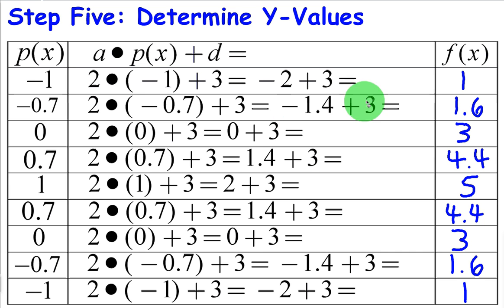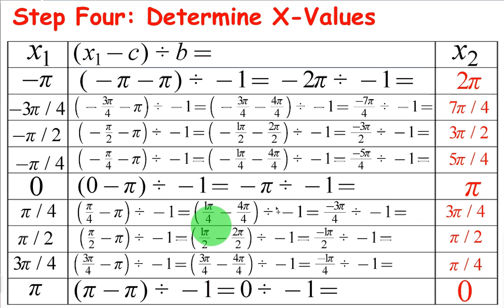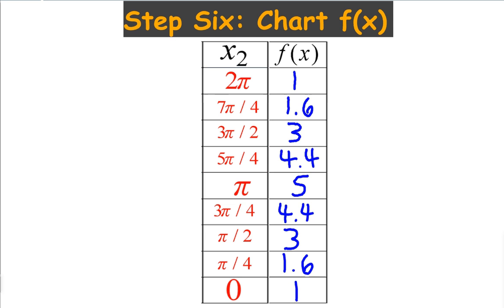Not really much math to show here. For here it's 2 times negative 0.7, so negative 1.4 plus 3 gives me 1.6. But most of this is just straightforward. So these are going to be my y values for f of x. So I'm going to combine these x values, my new x values, with my new y values to make this chart. And that's going to be my final chart that I'm going to use to graph my transformed function.